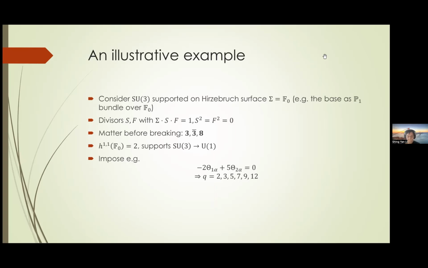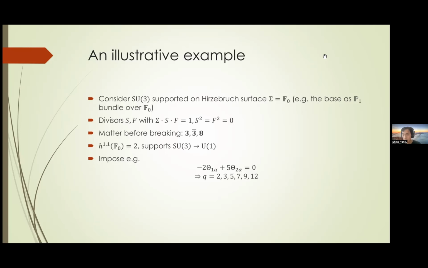So let me show you the formalism with this simple example. Let's say we consider SU(3) supported on a Hirzebruch surface F0. Let me remind you that F0 is just P1 times P1. We call each P1 S and F, with the intersection numbers given here. So the matter before breaking for a generic SU(3) F-theory model will be the SU(3) fundamental, the anti-fundamental, and the adjoint. Now we notice that H11 of S0 is 2.